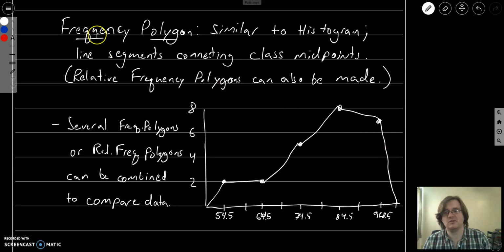And one reason why we might use a frequency polygon instead of a histogram, I think histograms look a little bit nicer, but a frequency polygon is just this little line here, and it's not filled up with a lot of bars. So if we wanted to, we could combine several frequency polygons into the same chart and be able to compare these a little bit easier. We don't have all sorts of bars that are overlapping now. We just have this line that we can trace, and we can see multiple ones.